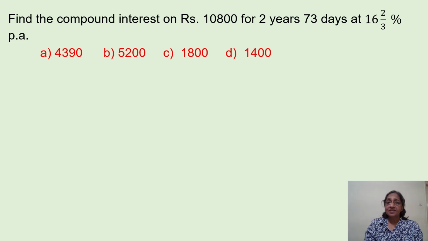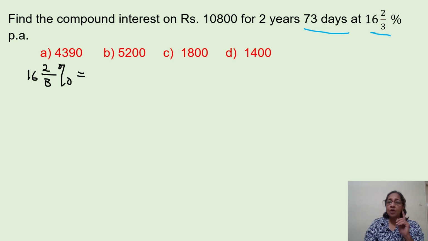Again, we have number of days here. Find the compound interest on 10,800. Now here you're given the principal for 2 years and 73 days. So now you have got 73 days here and at a rate of 16 2/3%. Don't get confused at all. Very, very simple sum. First thing is 16 2/3%.